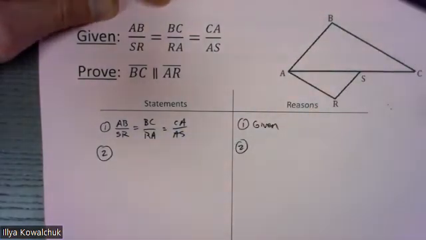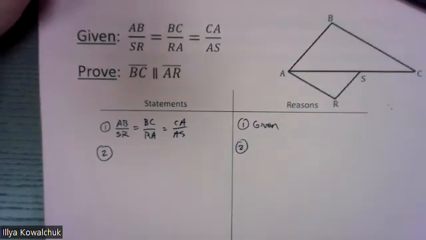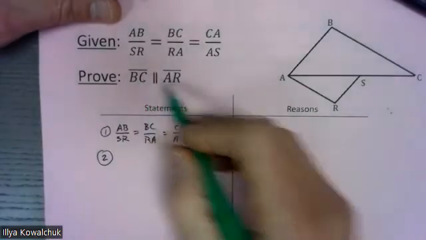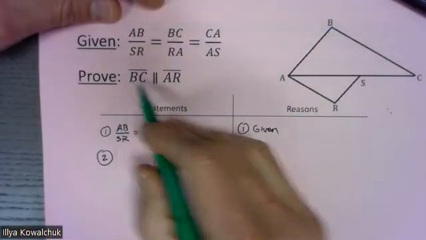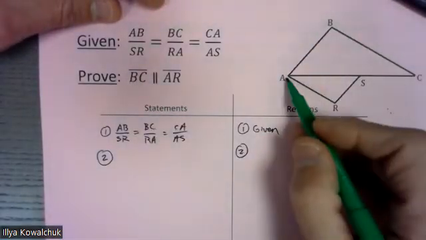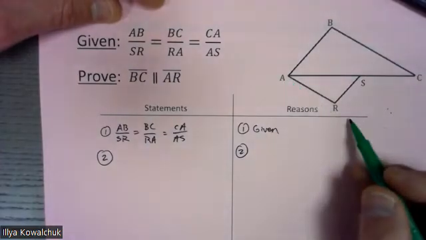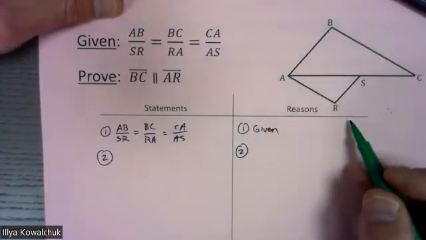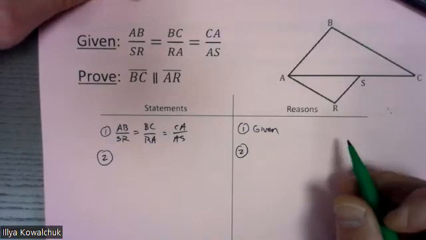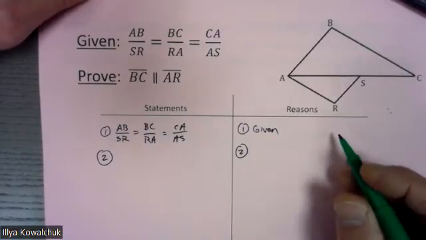Of course, you are absolutely welcome to pause the video and try this on your own. All right. So what I'm trying to do is I know that all these sides are in proportion, and I'm trying to prove that BC, this one here, is parallel to this one here. So how can I prove parallel lines? Well, probably with congruent angles.